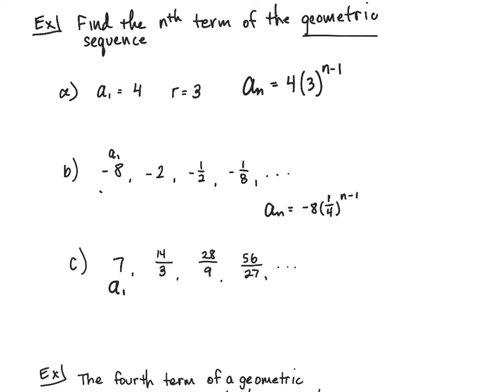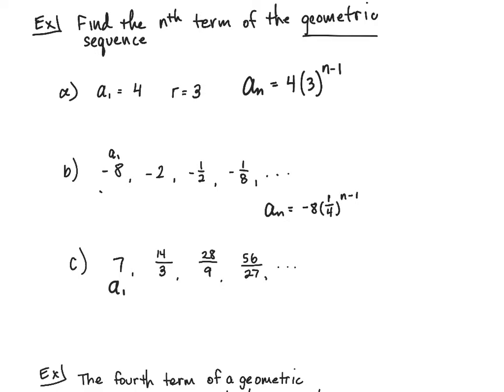It looks like the numerators are just increasing by a factor of 2. So they're being multiplied by 2. Excuse me, it looks like the denominators, 7/1, and then we have a denominator of 3, denominator of 9, 27. Looks like the denominator is being increased by a factor of 3. So I would say that the common ratio is 2/3. If we multiply 7 by 2/3, we get 14/3. If we multiply 14/3 by 2/3, we get 28/9, and so on and so on.